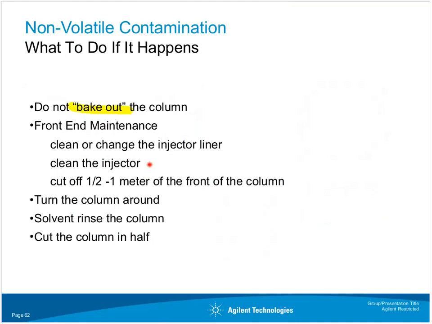You'll take that deactivation layer right off and create more issues. You can turn the column around. The side that's sticking in the detector really doesn't see the sample at all, so it's a very, very clean part of your sample. So if you're in a pinch, you need more lifespan out of that column, turn it around. You also put that non-volatile residue closest to the detector, so hopefully it'll work its way back out.